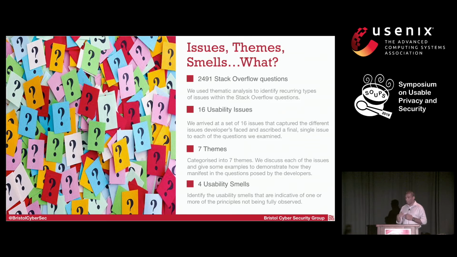So in the paper, I go into more detail as in the examples and how these issues manifest in questions. Now, the relationship between the usability issues and the 10 Green and Smith principles allow us to identify the 4 usability smells. So the smells themselves are indicative of the principles that are not being observed, basically.